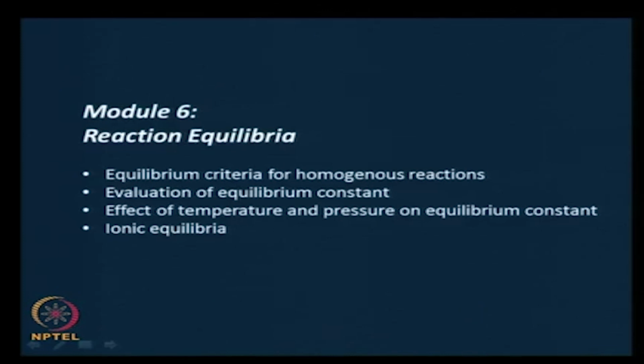Then we looked at the conditions for reaction equilibria. This just follows from the phase equilibria, so this could also be a take home message: summation of nu_i mu_i equals 0. Then we looked at ways to evaluate the equilibrium constant, the effect of pressure and temperature on the equilibrium constant, and something to do with ionic equilibria, the formulation for that at least in the last class.